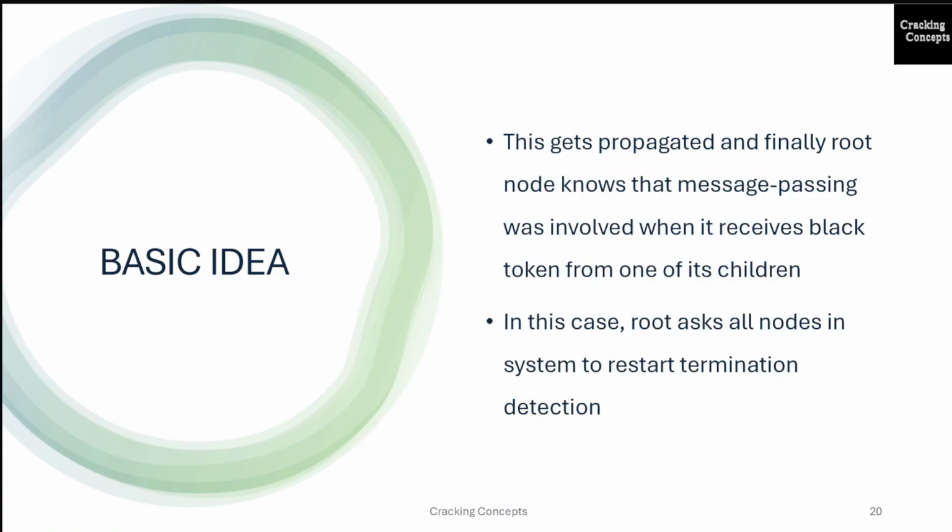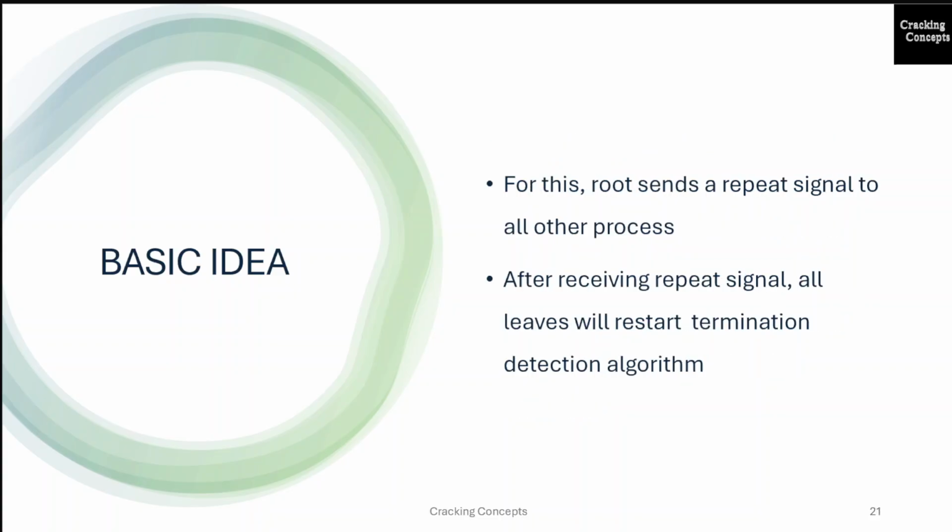In this case, the root asks all nodes in the system to restart the termination detection. For this, the root sends a signal, that is the repeat signal, to all its processes. After receiving the repeat signal, all the leaves will restart the termination detection algorithm.